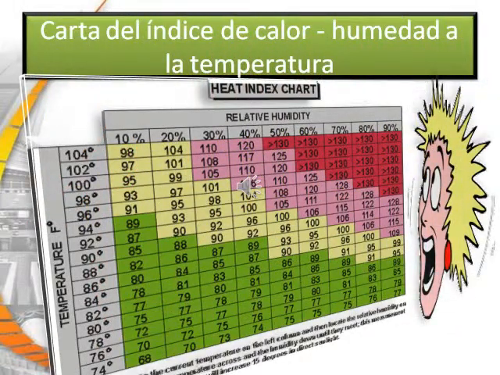Here we can see the heat index chart, the humidity to temperature, which shows that as the humidity goes up and the temperature goes up, the danger to individuals increases. Obviously at 90-degree heat with 80 percent humidity, you have a much higher level of danger than at 10% humidity.